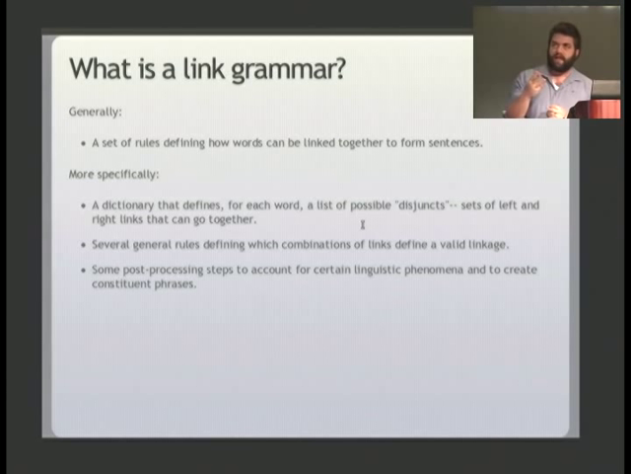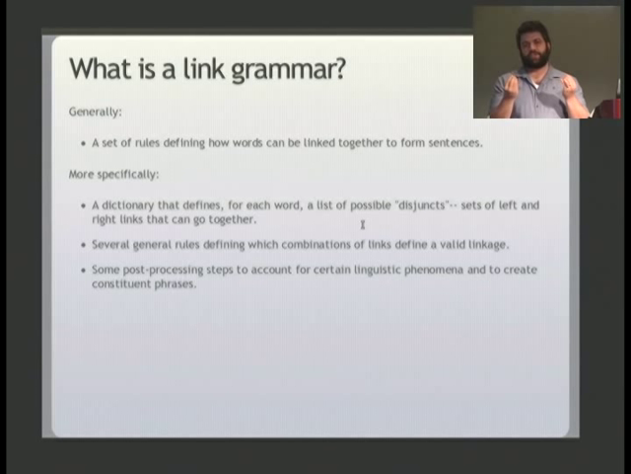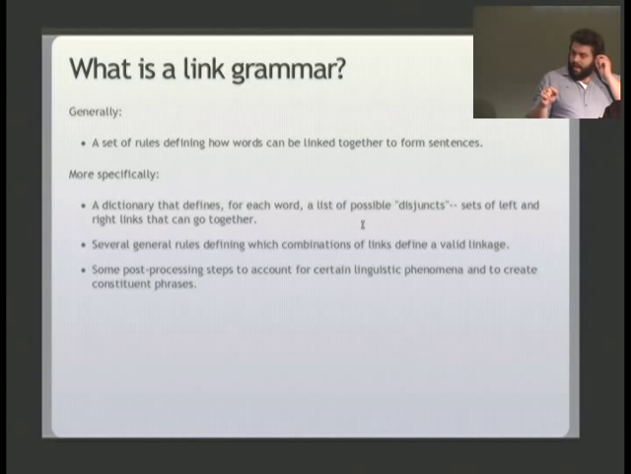The first is a dictionary that defines for each word or class of words what are the sets of left and right links that can go together. These combinations of left and right links are called disjuncts. I don't know where that word comes from, but they're called disjuncts. The next thing is some general rules describing which combinations of links result in a valid sentence. And finally, there's certain linguistic phenomena that just cannot be fully explained by just the links between the words. So there's this post-processing step after you've got your set of links, and it accounts for certain linguistic phenomena. Also, you create the constituent phrases in that step. We'll talk some more about that.